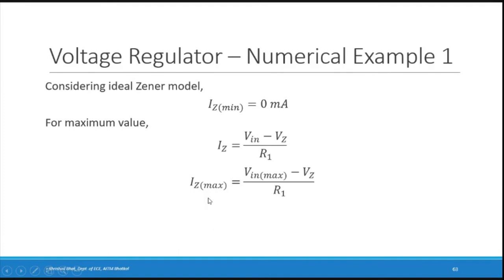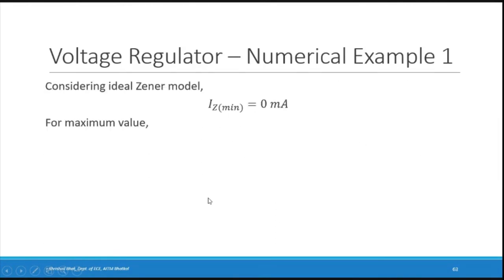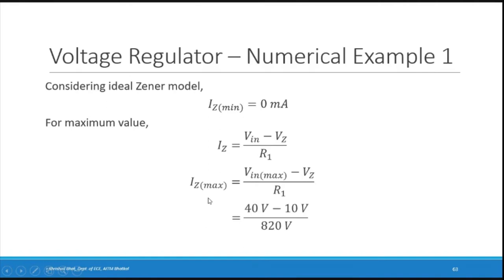It is given as 40 volts. What is Vz? Vz is given as 10 volts. What is R1? 820 ohms. If you substitute, 40 minus 10 divided by 820, you get 36.585 milliamps. That's the maximum value of Zener current. Minimum value is 0, maximum value is 36.585 milliamps. Right? A simple one. Just by using KVL, you can find the current.